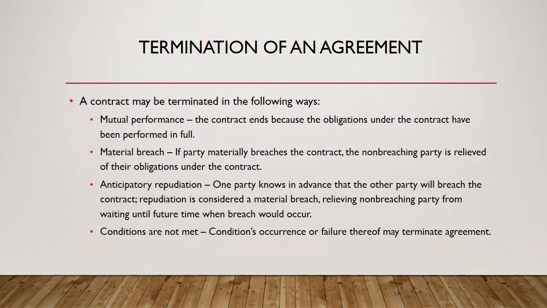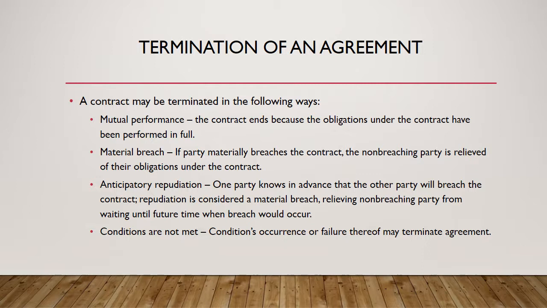Mutual performance. The contract ends when the obligations under the contract have been performed in full. Our painter and our homeowner: the homeowner pays the $2,000, and the painter paints the interior of the house. The obligations of the contract are over, and mutual performance has concluded that contract.